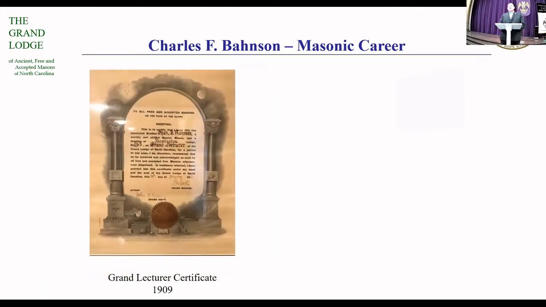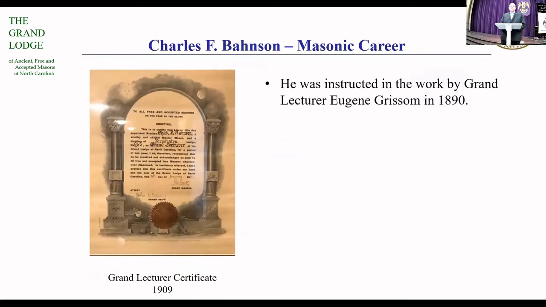Now, we know that he became a Grand Lecturer in 1909. Here's the certificate, which is actually the original certificate that hangs on the wall at the lodge. We found out that he was instructed in the work by Grand Lecturer Eugene Grissom in 1890. We heard our grand historian talk about earlier how the lectures and the ritual work were passed down from one lecturer to the next, as with Stevenson, passed down from Cushman and so forth, and they actually passed the work in that situation.